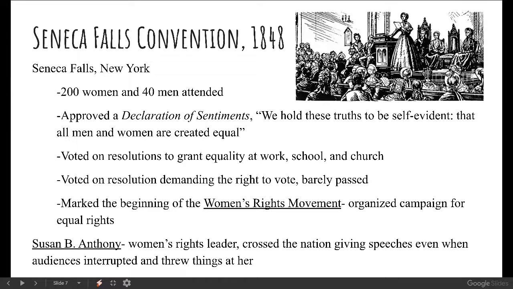Issues over like abortion rights and different things like that are all things that are still part of what you could say is still the continuing women's rights movement. So those are all things that we still deal with today. And then I just wanted to mention one other leader of the women's rights movement, Susan B. Anthony. She went all across the nation giving speeches like a lot of the other leaders. And even when audiences interrupted her and threw things at her, she carried on. So she was seen as a very strong figure. But she'll be a little bit more important in the later stages of the women's rights movement.